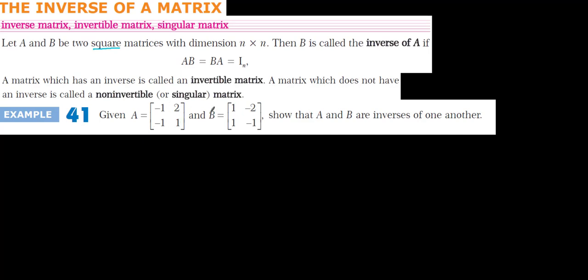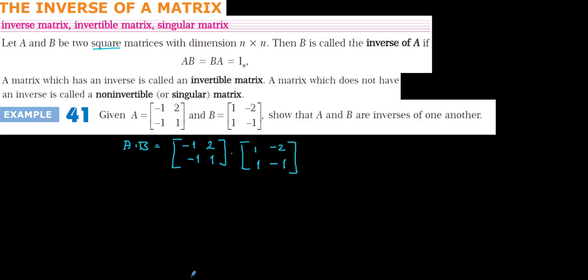So here in the example, matrices A and B are given, and we are going to show that A and B are inverses of each other. But firstly I'm going to show that A times B is equal to B times A. Here A times B, let's start, is equal to [1, -1; 2, -1] times [1, -2; 1, -1].